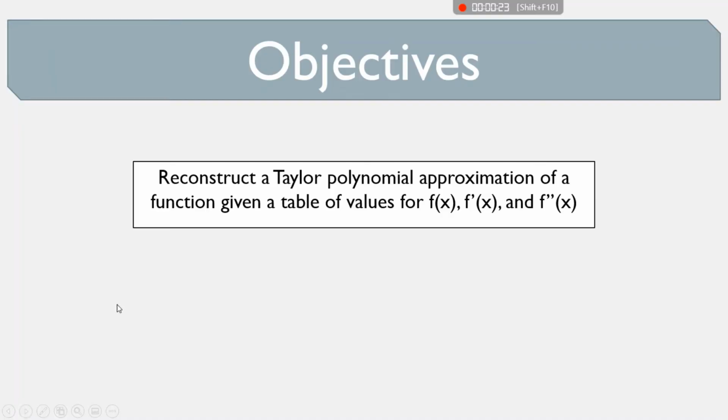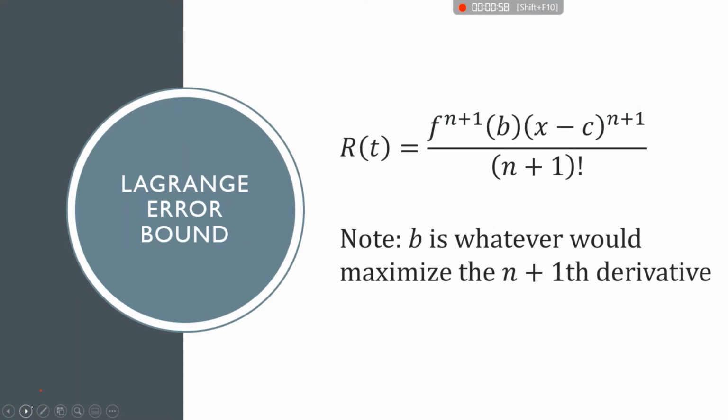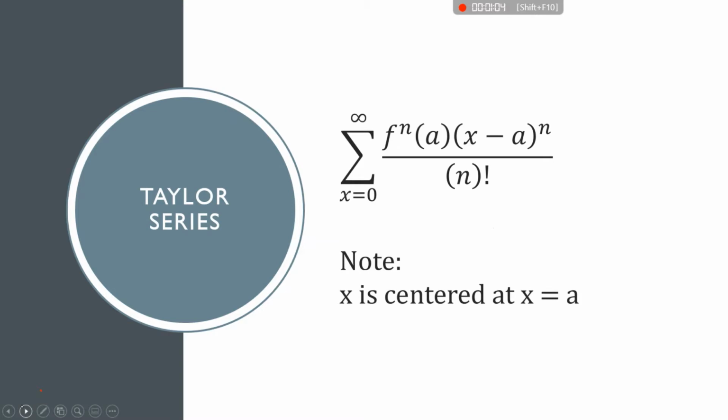Okay, so the goal is to reconstruct a Taylor polynomial approximation, but this time given a table of values instead of a function. So really quickly to review, we've got our Taylor and Maclaurin series here. The first four of these really are ones that ideally we'll have memorized so that we can manipulate them later. I think I've got these out of order actually. Okay, I'm going to start with this one.